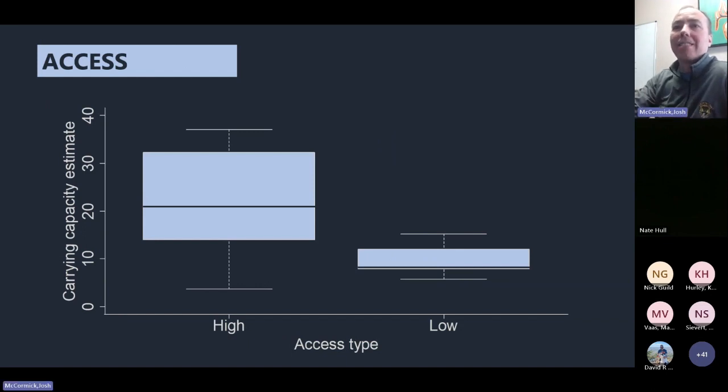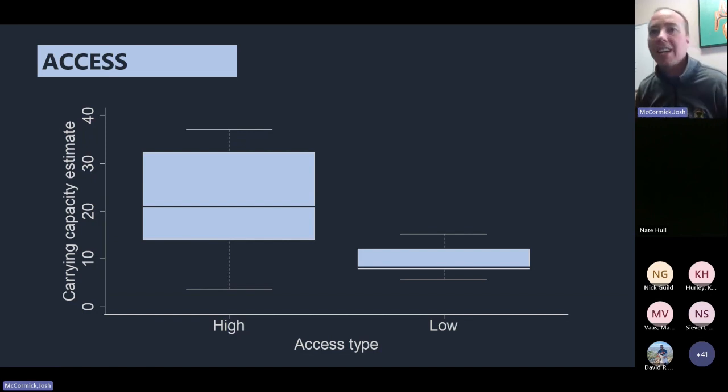However, the amount of access available to each section did seem to have a pretty large effect. And we just broke these into high and low categories. This was a low category if it had less than 1 access point per half a kilometer, and high if it had more than that. And those were kind of broken down because all access isn't equal. Some of these places have huge boat launches, other ones just have little turnoffs along the road.